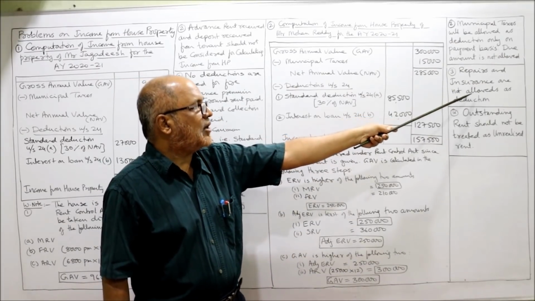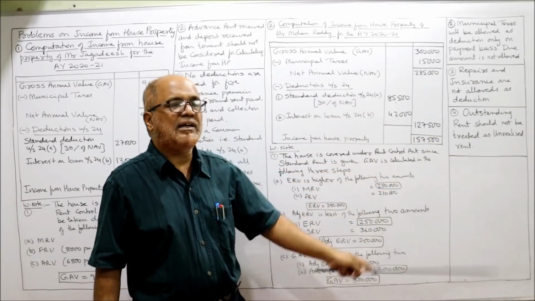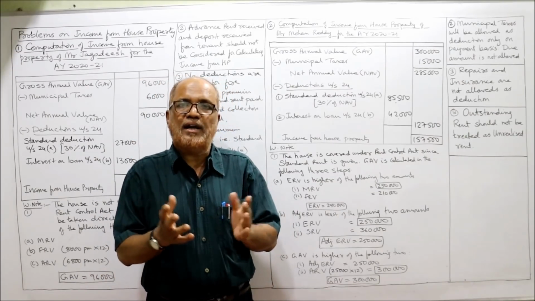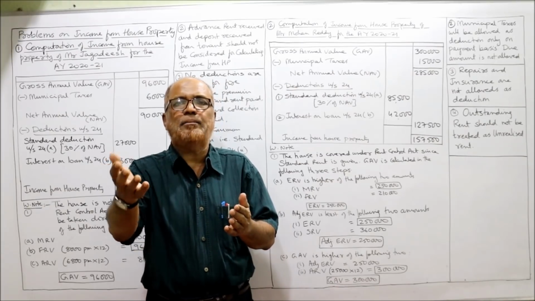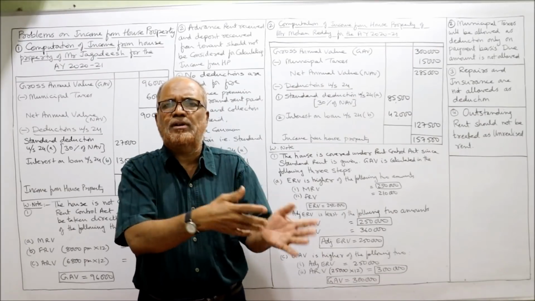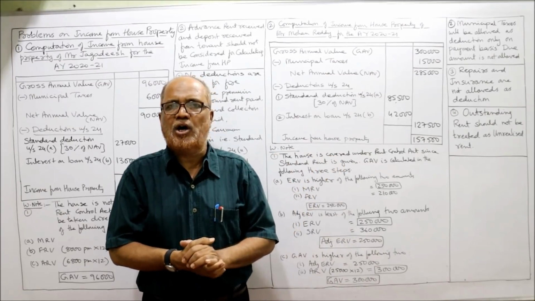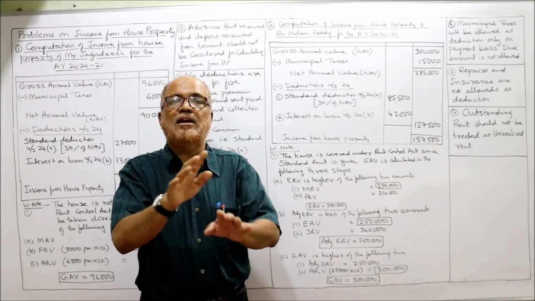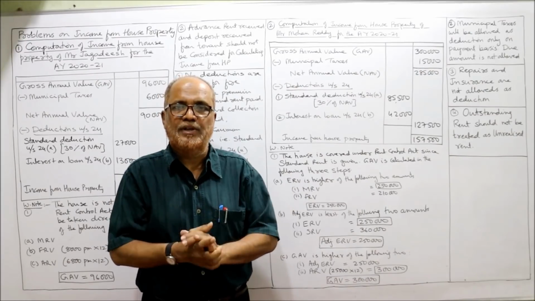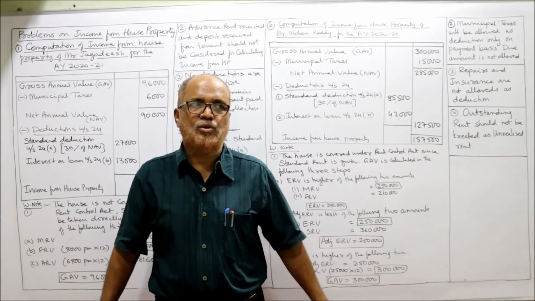Then repairs and insurance are not allowed as deduction. Just now I told you in the previous problem. And outstanding rent should not be treated as unrealized rent. Unrealized rent is different. Outstanding rent means the rent has not been paid by the tenant, but afterwards he will pay. In 1 month he may not be able to pay, next month for 2 months he will be able to pay. So outstanding rent should not be considered while calculating income from house property. Unrealized rent means the rent which is not recoverable from the tenant, that will be deducted from ARV. That's all. So the first and second, two problems we have completed on computation of income from house property.